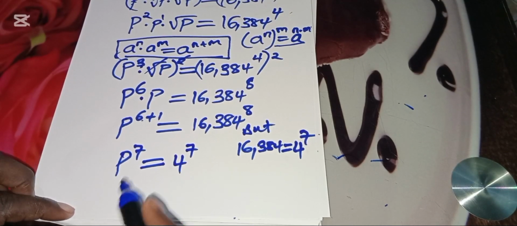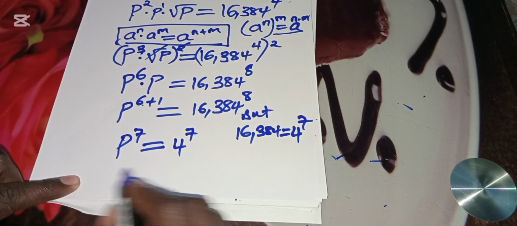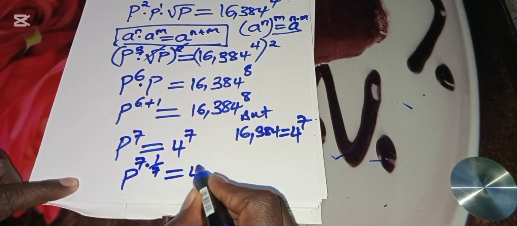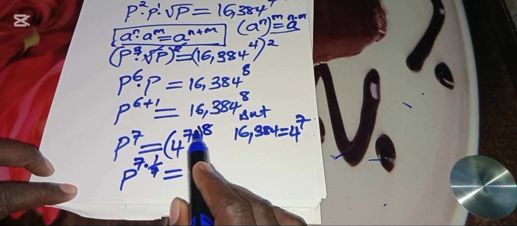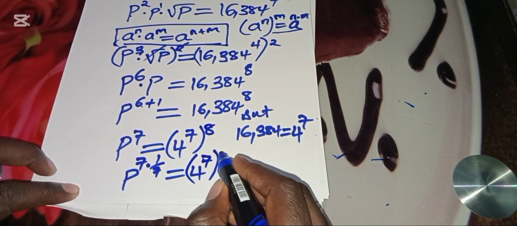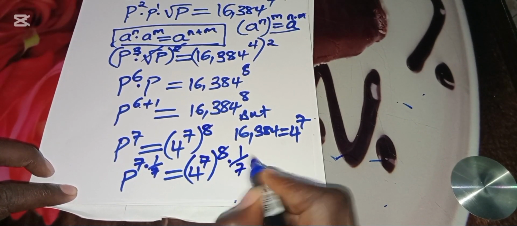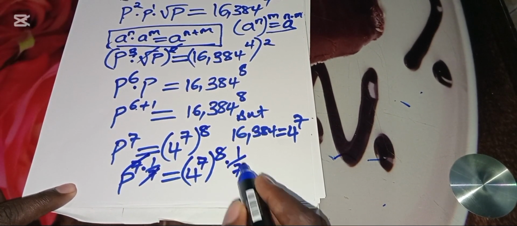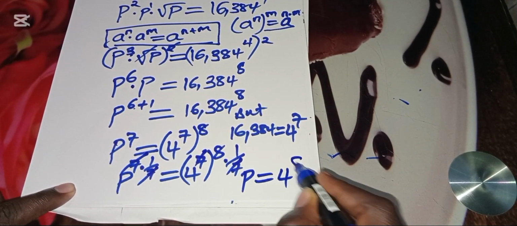Okay, so we can multiply both sides by 1 over 7. That is p raised to power 7 multiplied by 1 over 7. Remember, this is 4 raised to power 7 raised to power 8, so we'll have 4 raised to power 7 multiplied by 8, and we multiply by 1 over 7. So we simplify this, and we are going to have p is equal to 4 raised to power 8.